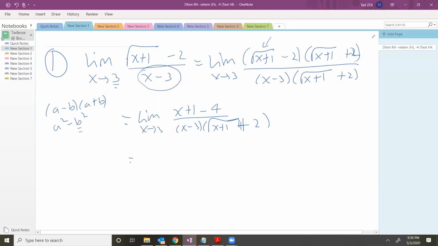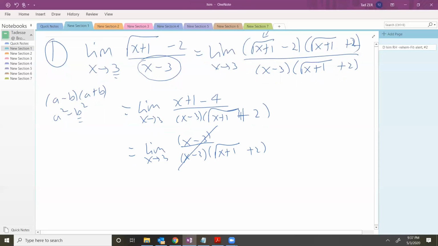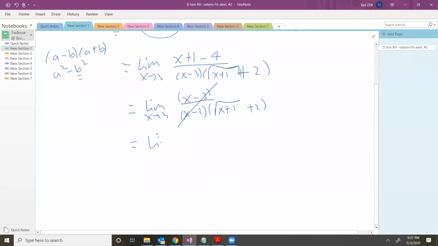Now, this can be simplified. x plus 1 minus 4 means x minus 3, since 1 minus 4 is negative 3. So I do have x minus 3 in the numerator, over the denominator x minus 3 times radical of x plus 1 plus 2. Now you can see I have a common factor in the numerator and denominator. They will cancel out. So far, what I'm basically doing is rationalizing the numerator. It has nothing to do with the limit.